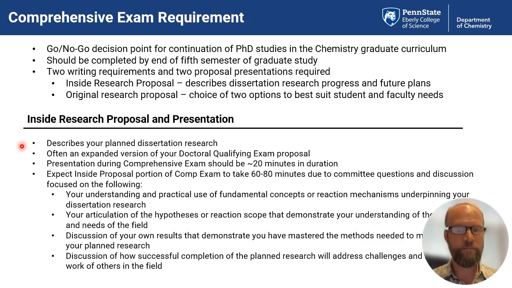You should plan a roughly 20-minute presentation based on that proposal. I say 20 minutes with a big asterisk because that 20-minute presentation, if you weren't interrupted by questions, will take you something like 60 to 80 minutes to complete because your committee will have lots of questions. Now, your committee can ask any question that's relevant to getting a PhD in chemistry.